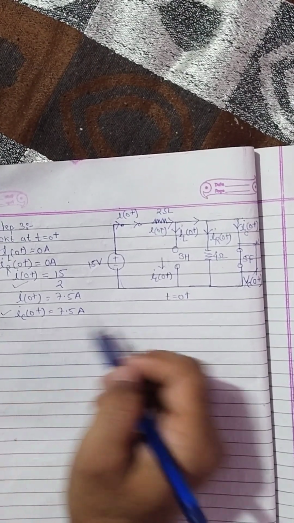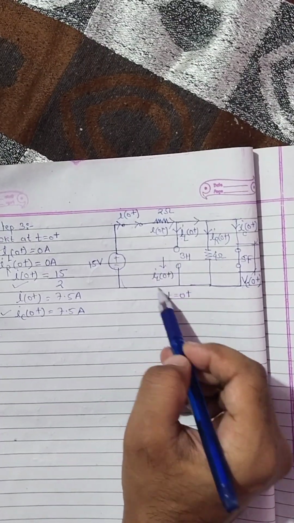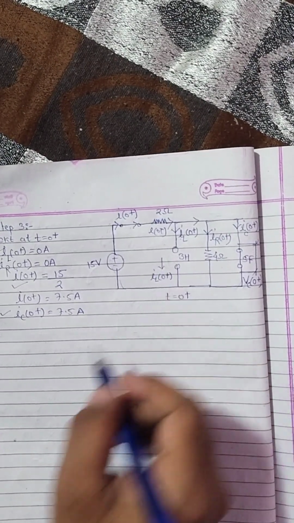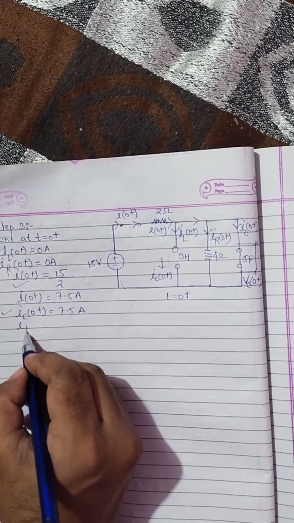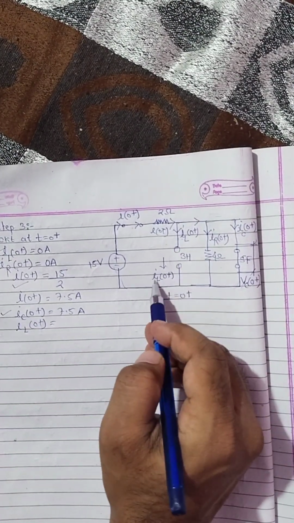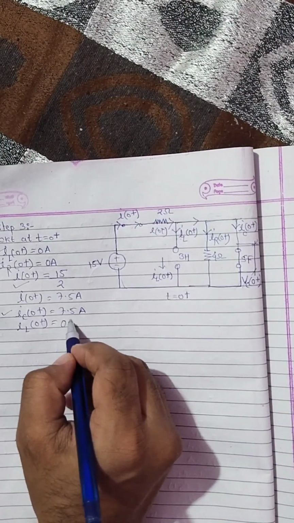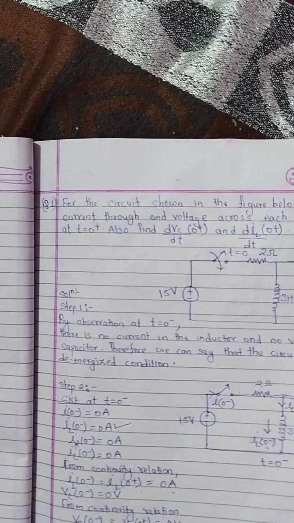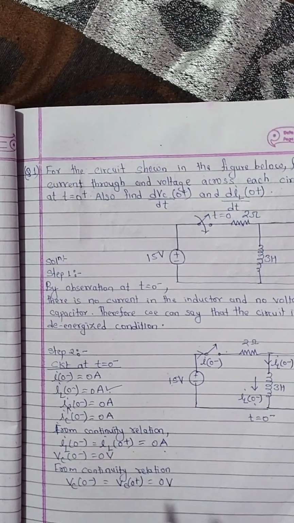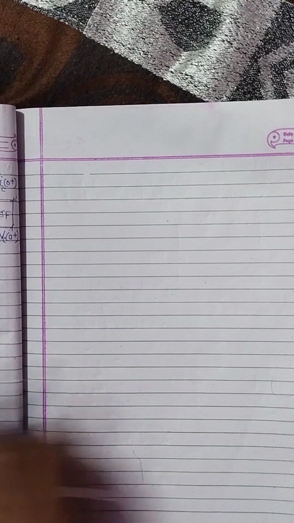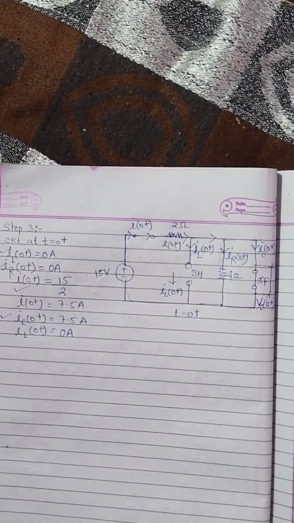Now we will calculate the inductor current. Now the target is to calculate the inductor current, that is IL0+. Since this is open, IL0+ equals 0 ampere, and at t equals 0 minus we have calculated it from the continuity relation. We can see that IL0+ equals 0 ampere, or we can calculate it from t equals 0+ also.